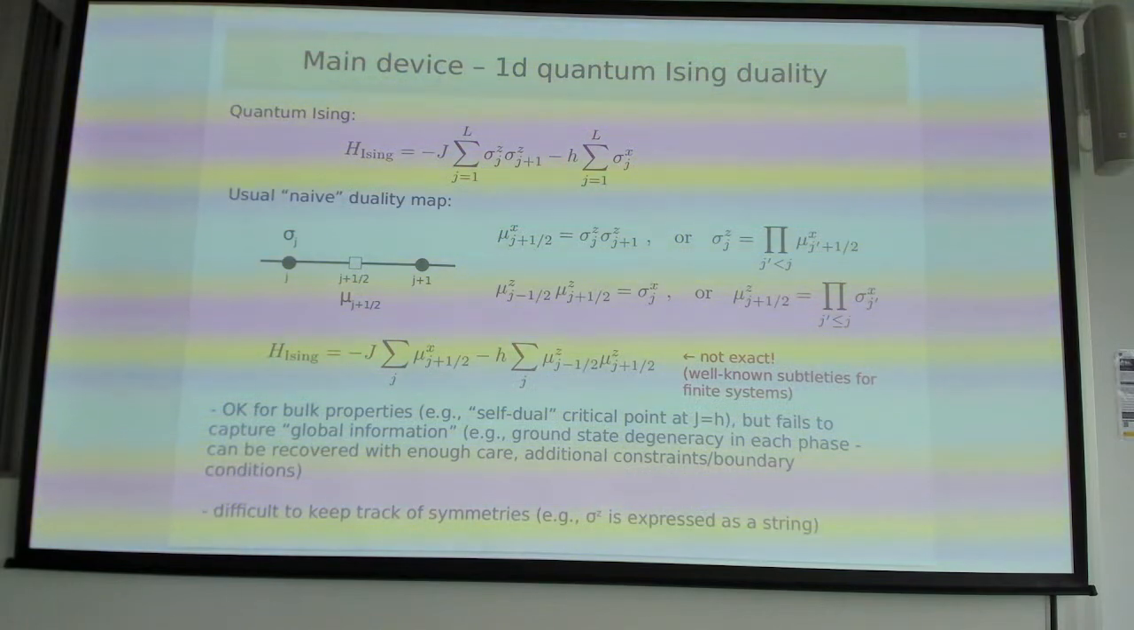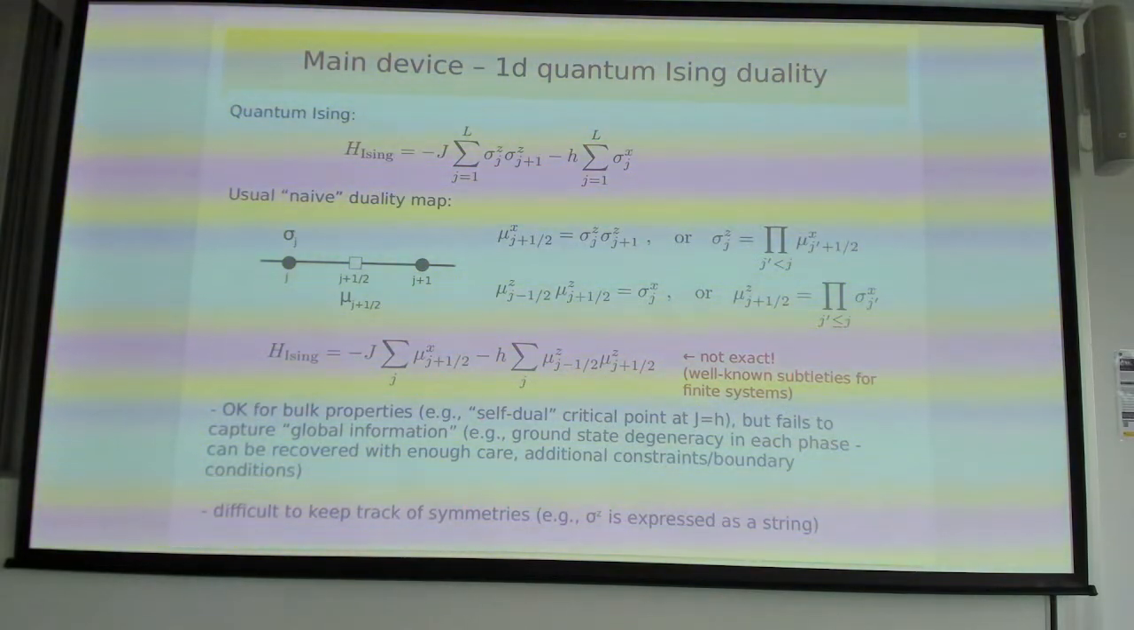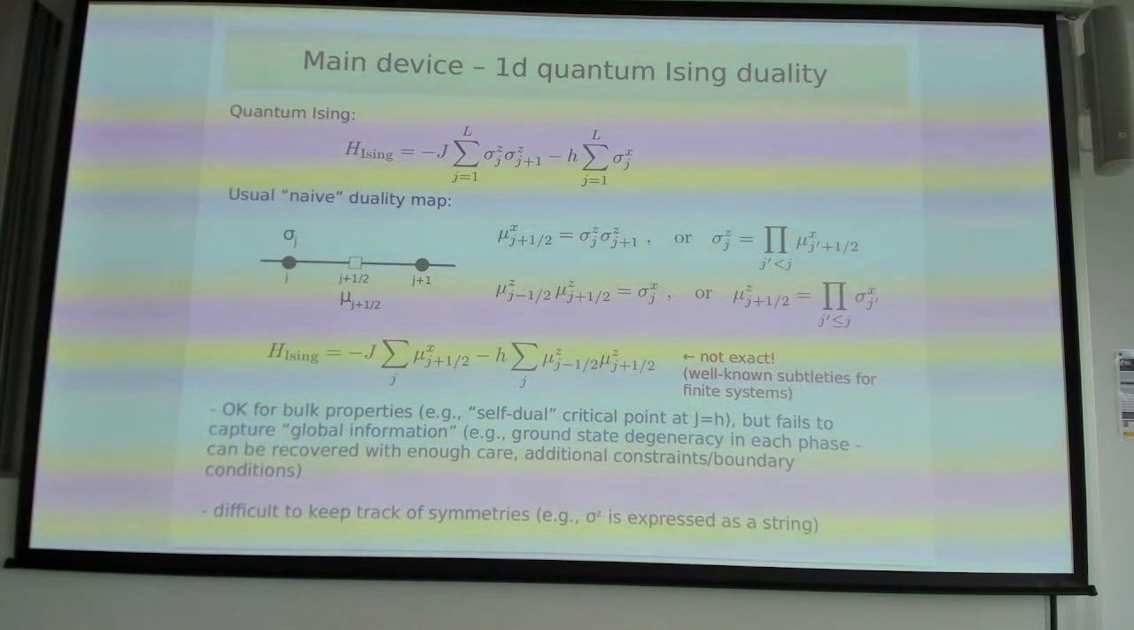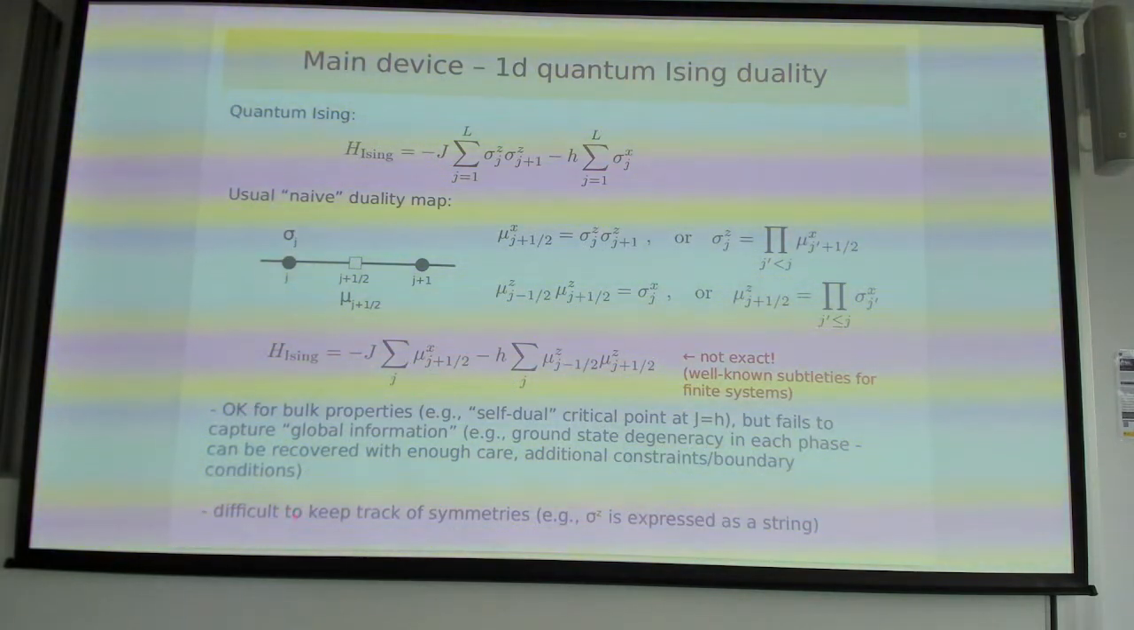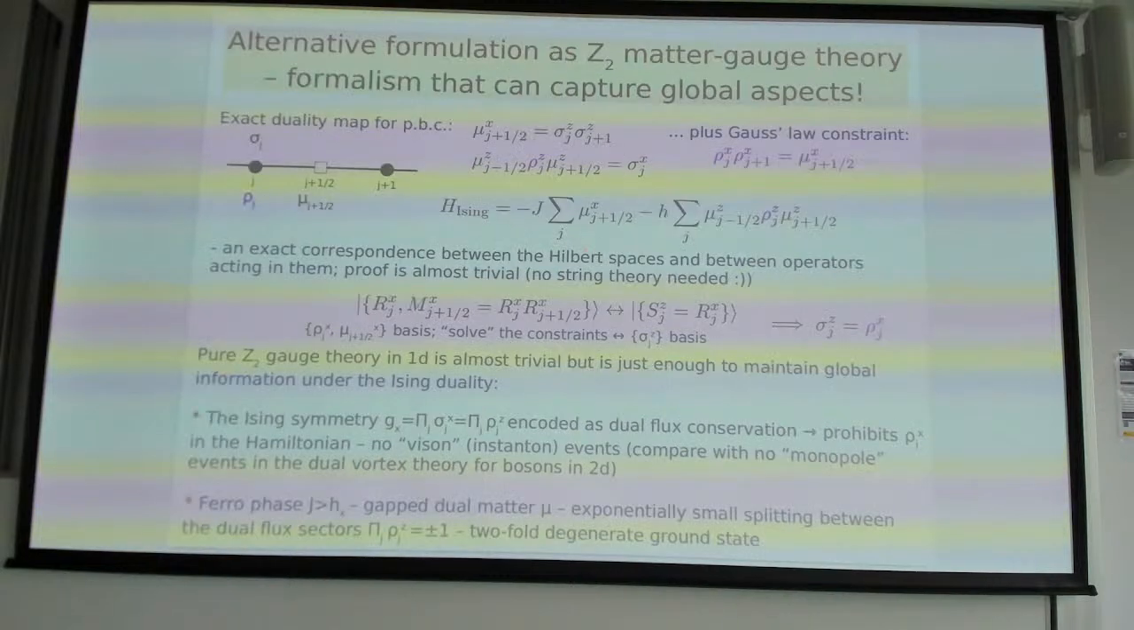But this formulation is actually known to be not exact; there are subtleties when you try to study it on finite systems, like capturing the ground state degeneracy in each phase. All of this has a long history, and people know how to recover it with enough care, but one needs to be aware of this, particularly if you want to keep track of your symmetries under this transformation. For example, the ordering field is a very non-local expression in terms of these dual variables.